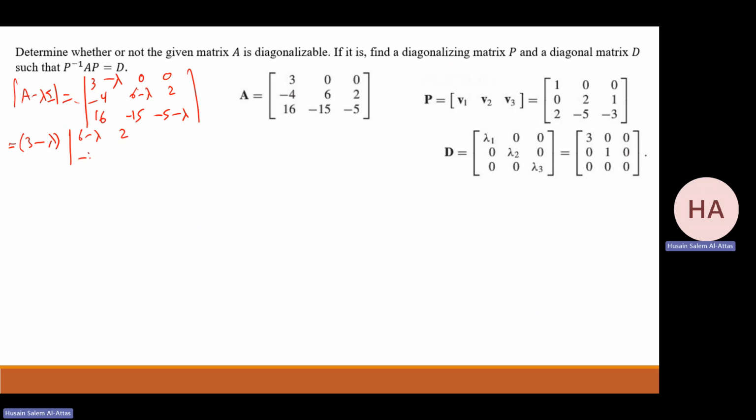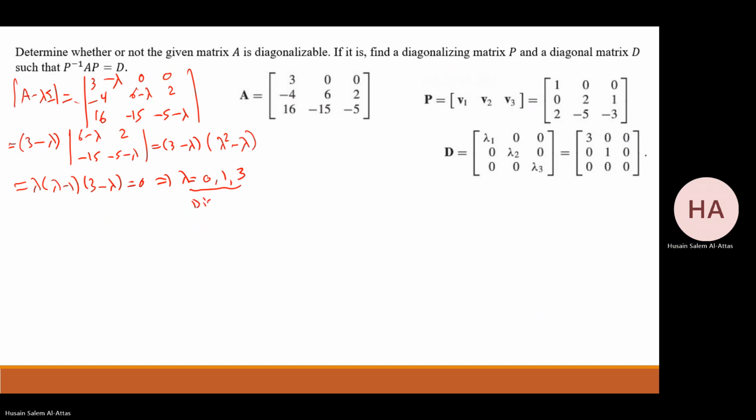I'll do the expansion of the first row. That gives me 3 minus lambda times what? Lambda square plus 5 lambda minus 6 lambda minus lambda, correct. Minus 30 plus 30. That's it. So I have lambda times lambda minus 1 times 3 minus lambda equals 0. So what are the lambdas? 0, 1, 3. Real and distinct. Right away, A is diagonalizable.